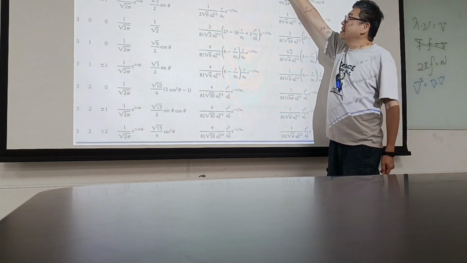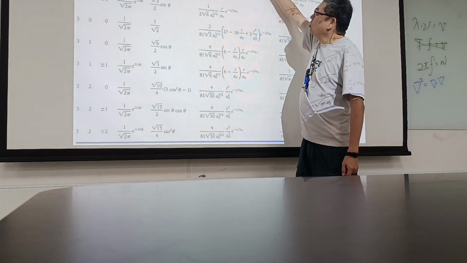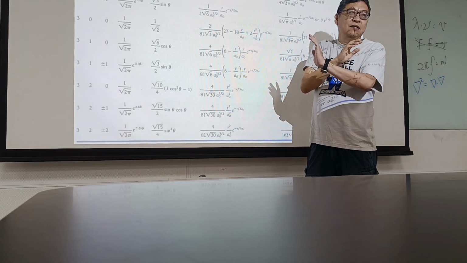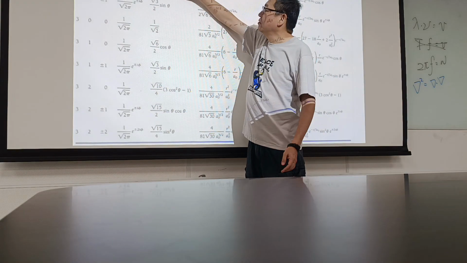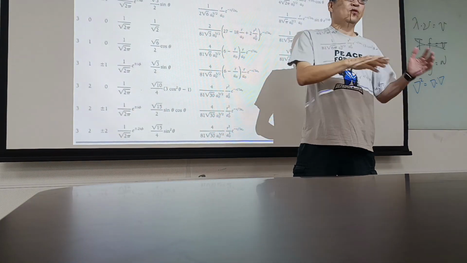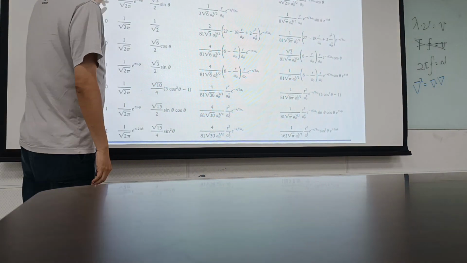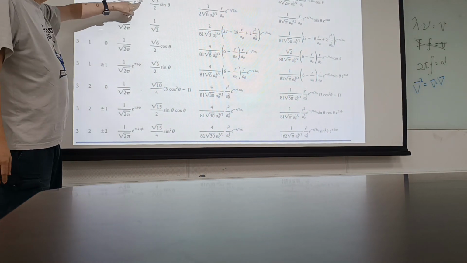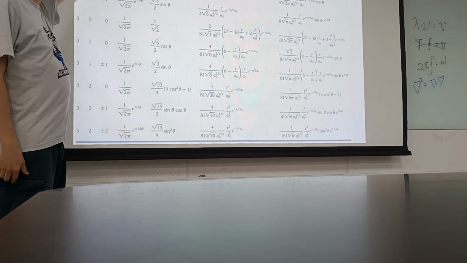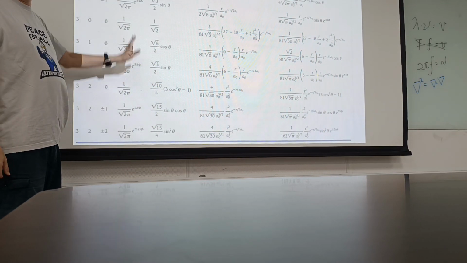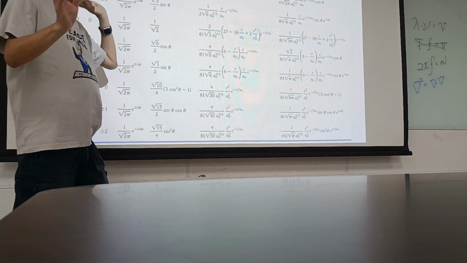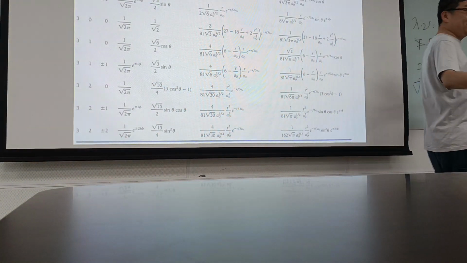You can see in R, the only variable is R. There's no theta, no phi. Here we have only theta, no R, no phi. Here we have only phi, no R, no theta. So phi is a phi only function, theta is a theta only function, R is an R only function. Separation.